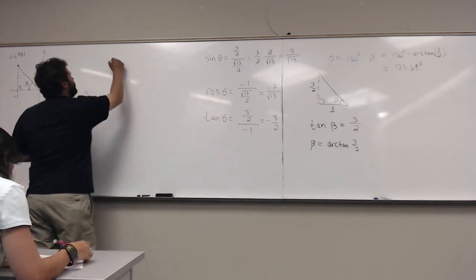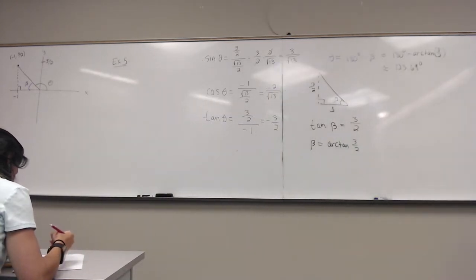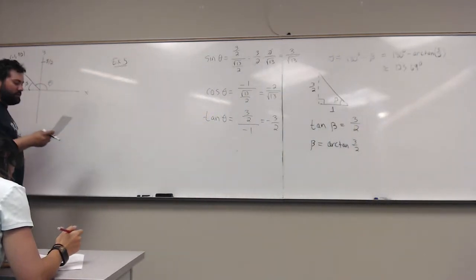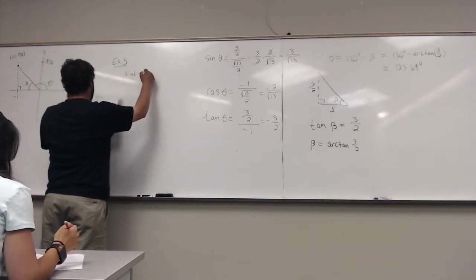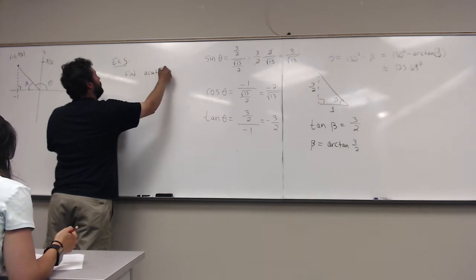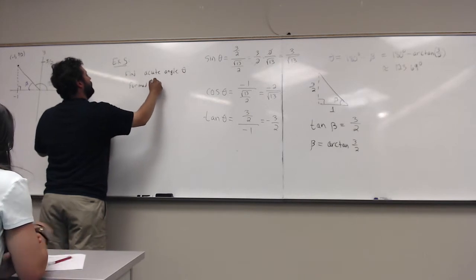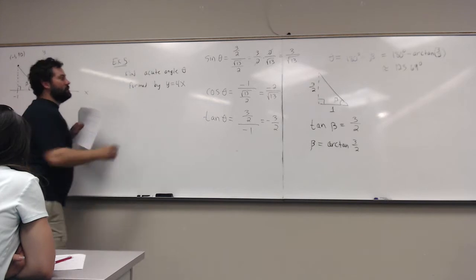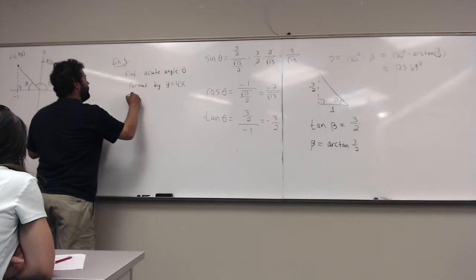Okay, so example 5. It says find the measure of the acute angle theta formed by the line y equals 4x and the positive x-axis in quadrant 1. That's a line that's going to pass through the origin because when you plug in 0 for x, y is equal to 0.